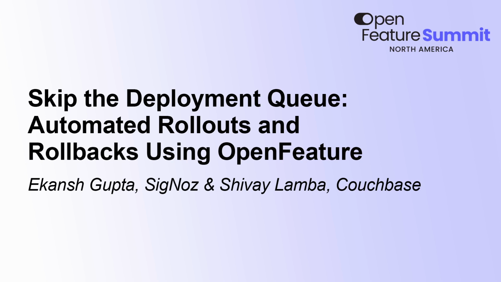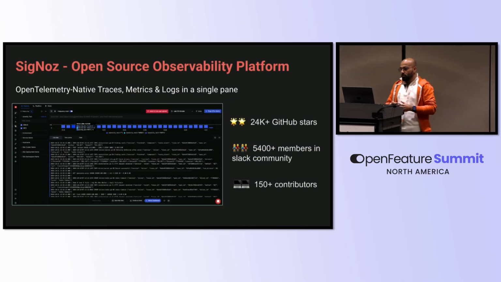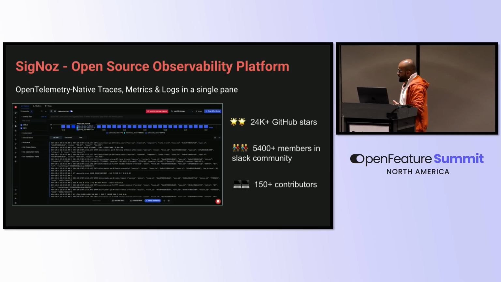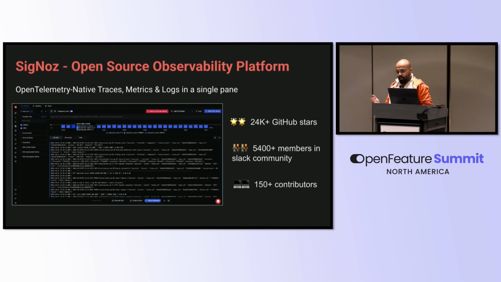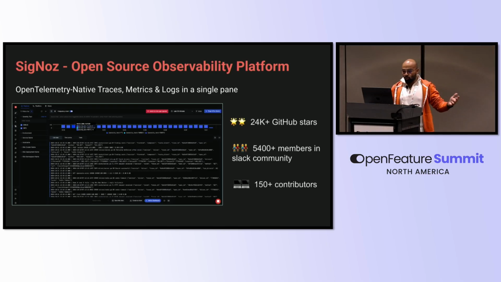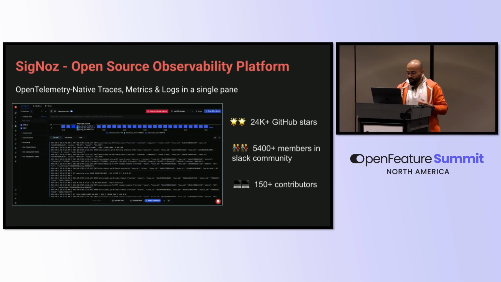So let's talk about what SigNoz is. SigNoz is an open source, OpenTelemetry native observability platform. We have like 24,000 stars right now and a lot of contributors. So you can contribute, and if you want to join, we are also going to give you a QR code at the end, so you can scan that.